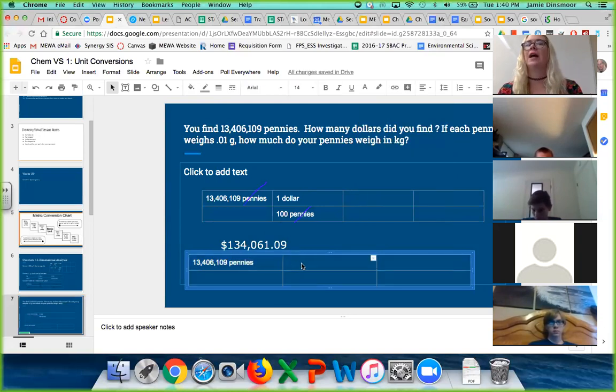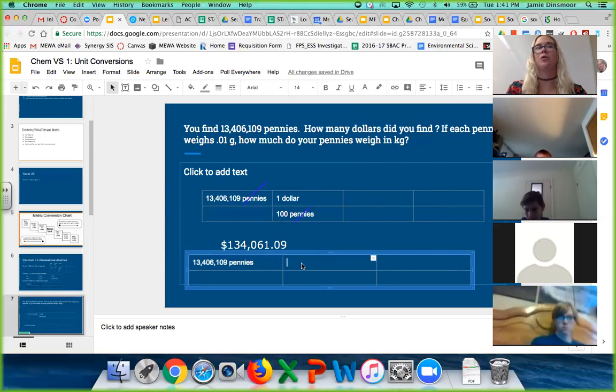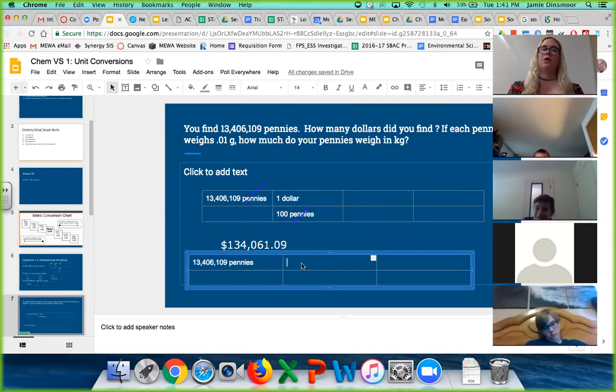What does the question tell us about how much 1 penny weighs? Thank you, Oliver. 1 penny is 0.01 grams. So that is a conversion factor. We can place those in any order, right? We're saying that 1 penny is equal to 0.01 grams. We could also say 0.01 grams is equal to 1 penny. Those are interchangeable because they're equal. That's like some math property stuff right there.